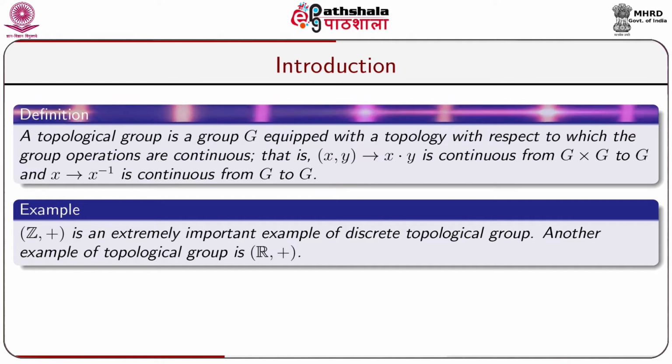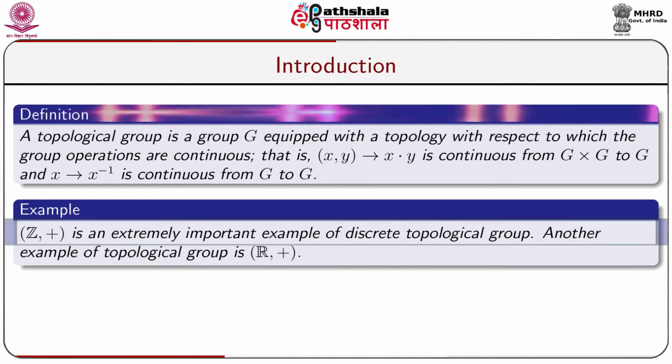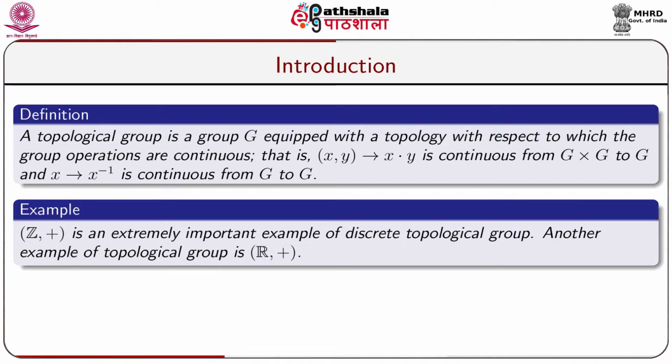One of the most important topological groups is Z plus, where Z is equipped with the discrete topology. Another example of a topological group which I have already mentioned is R plus. Both of these topological groups are in fact locally compact topological groups. By a locally compact topological group, we mean a topological group which is locally compact in its topology.